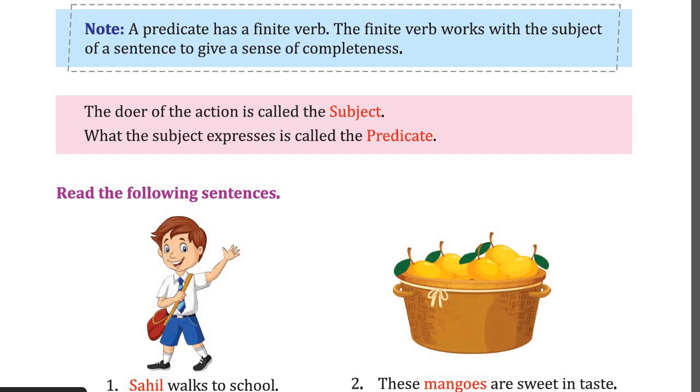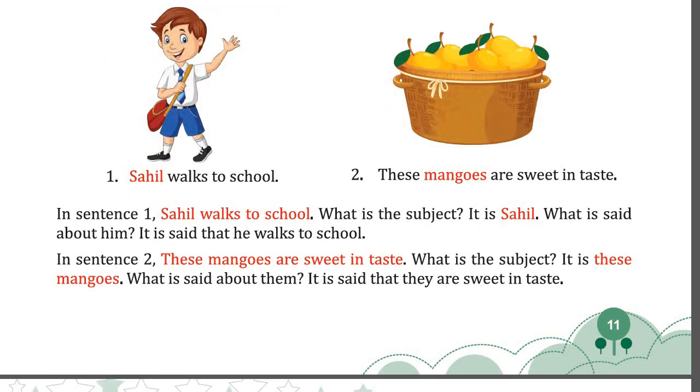The doer of the action is called the subject. What the subject expresses is called the predicate. See, Sahil walks to school. What is the subject? It is Sahil. It is telling about Sahil. What is said about him? It is said that he walks to school. These mangoes are sweet in taste. What is the subject here? These mangoes. What is said about them? It is said that they are sweet in taste.